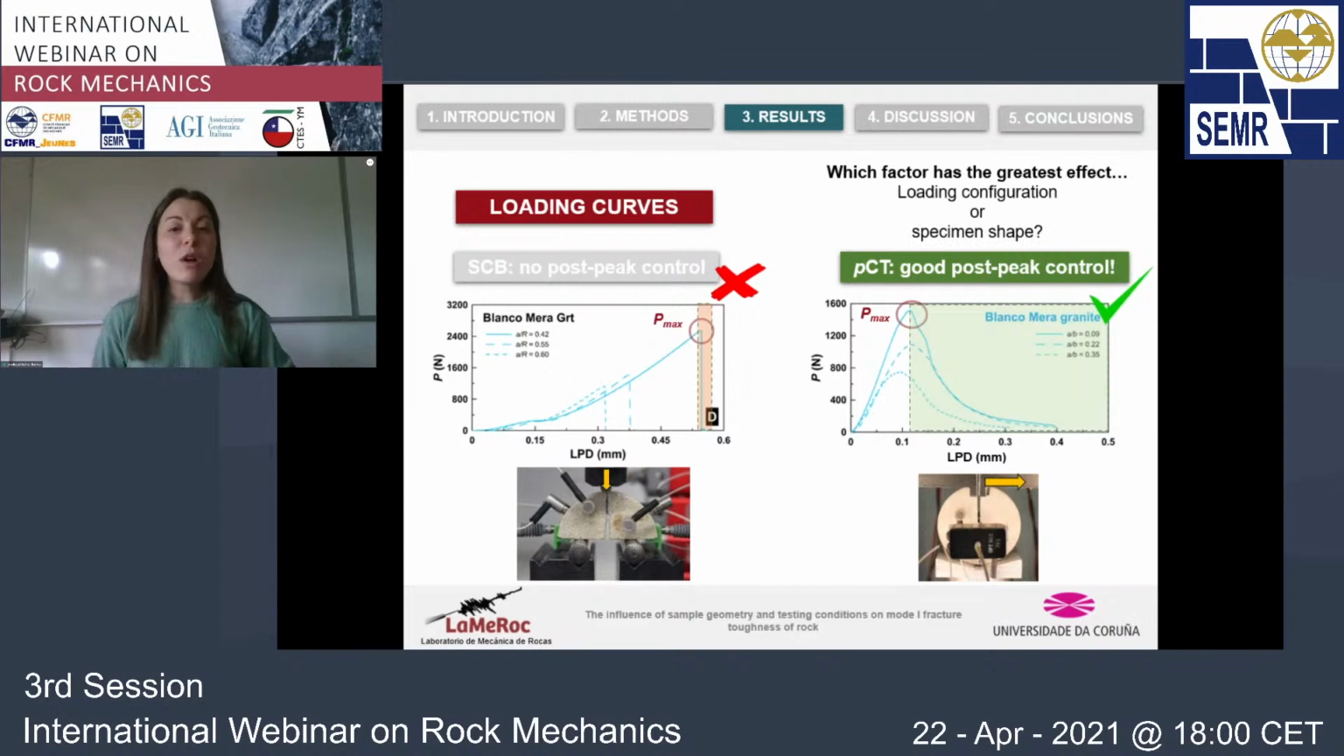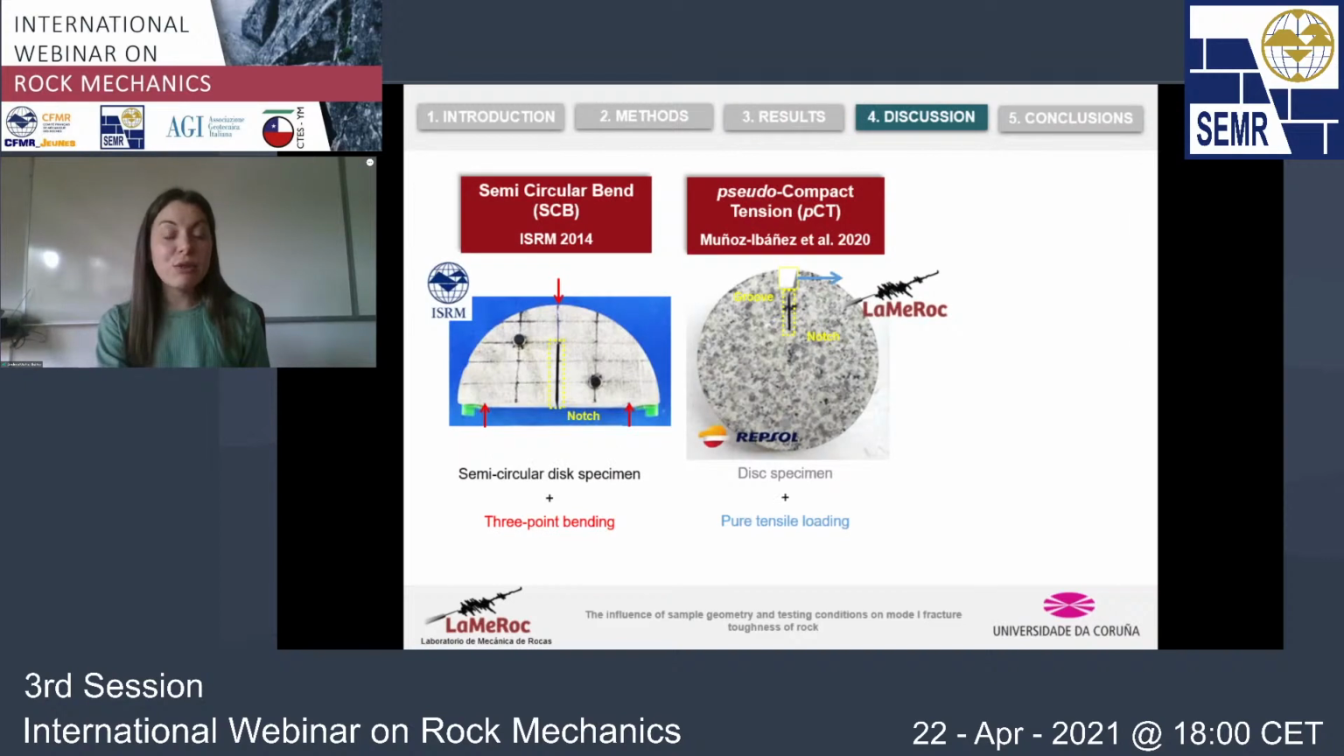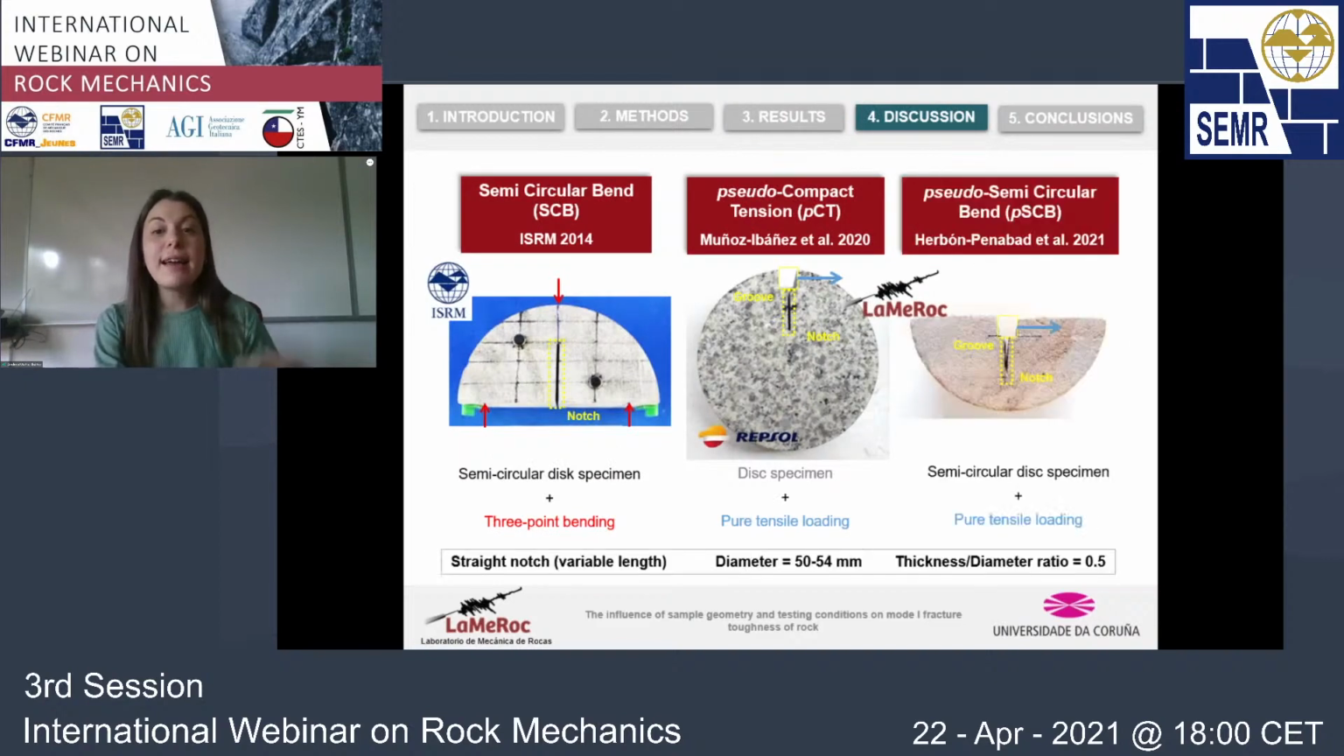So we are testing on one hand a semi-disc under 3-point bending, on the other hand a full disc under pure tensile conditions. So we wanted to know which factor had the greatest effect on controlling the post-peak. Is it the loading configuration or the shape of the specimen? So to try to answer this question, we have introduced quite recently a third testing method, a third specimen geometry.